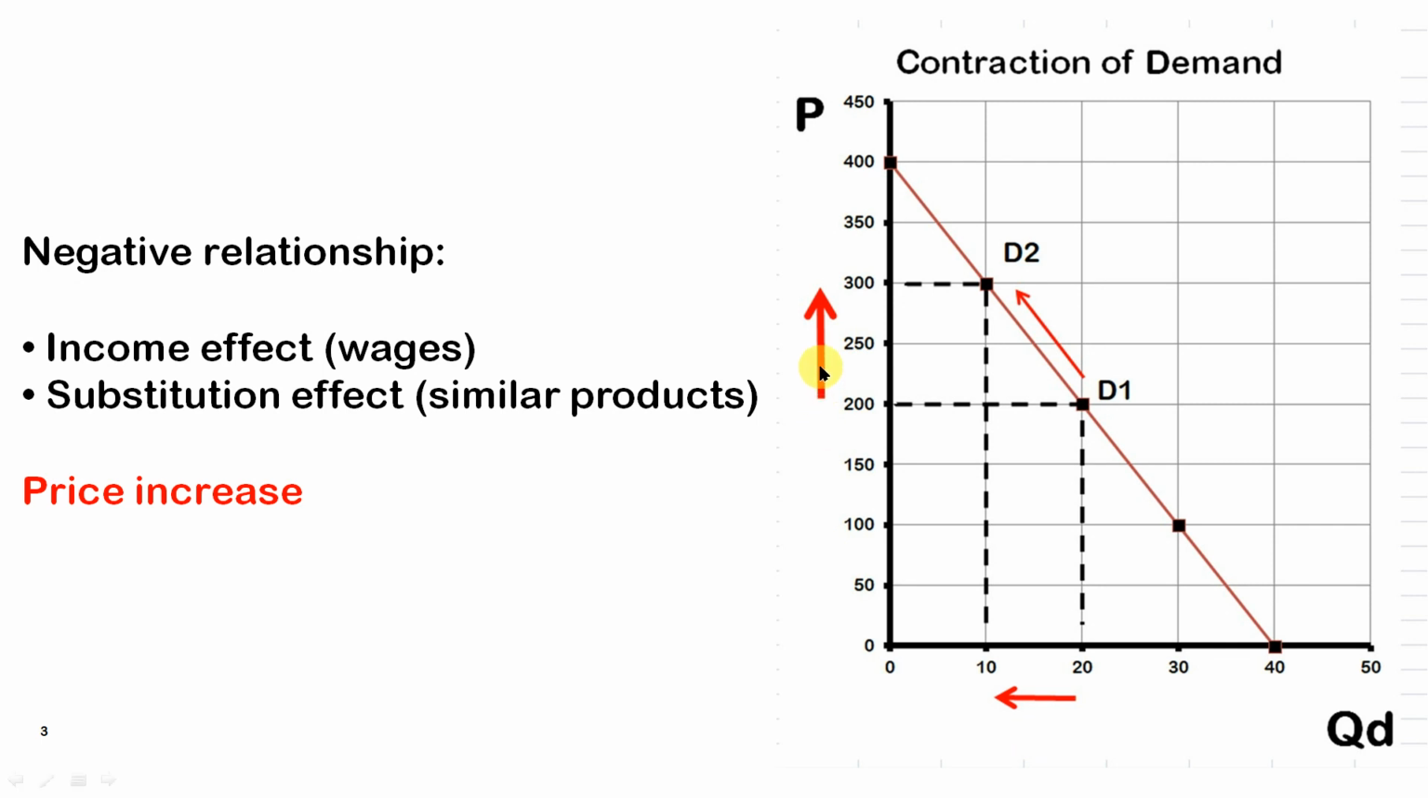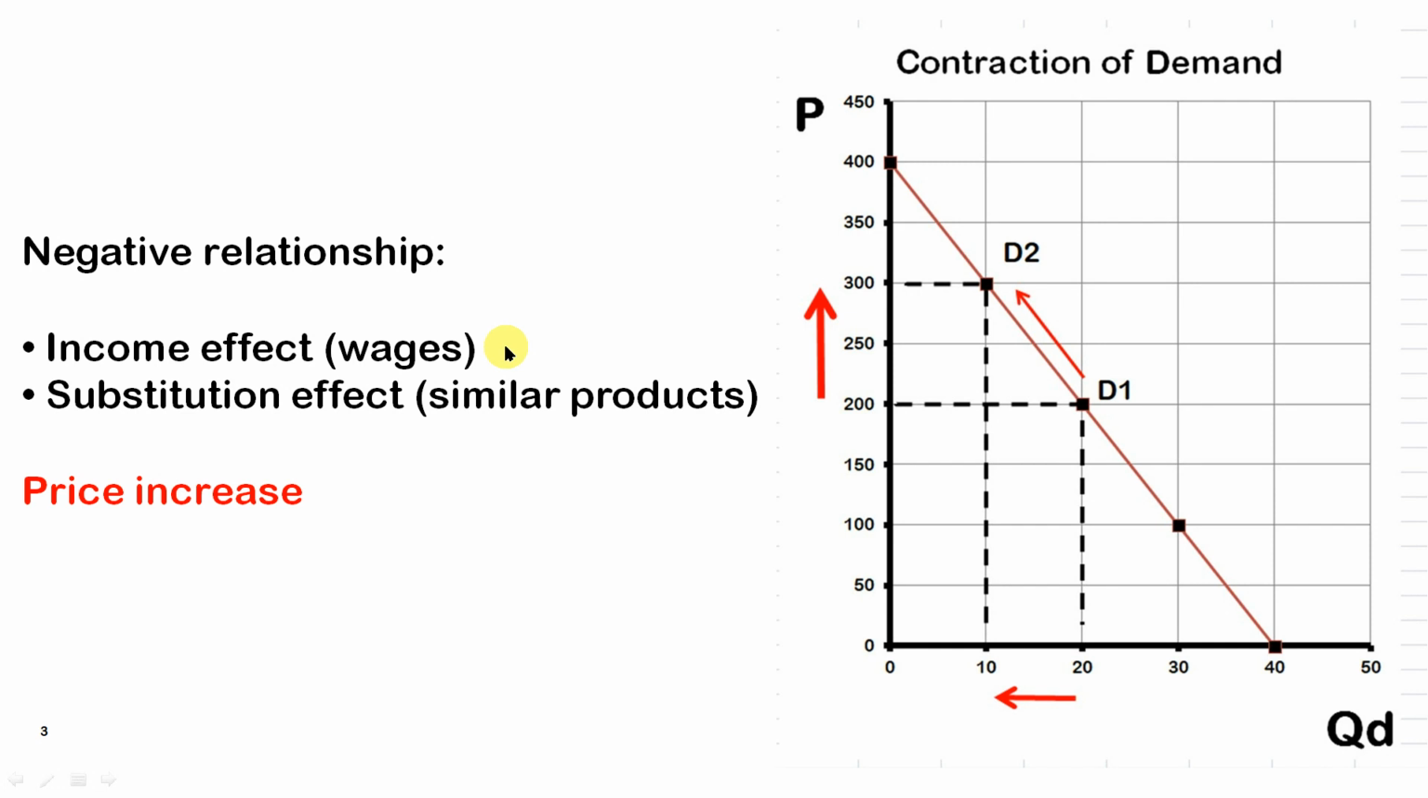Okay, so we notice this negative relationship between price and quantity demanded: an increase in price resulting in a decrease in quantity demanded. Why do we have this negative relationship? There are two reasons. First reason, the income effect. Second reason, the substitution effect.